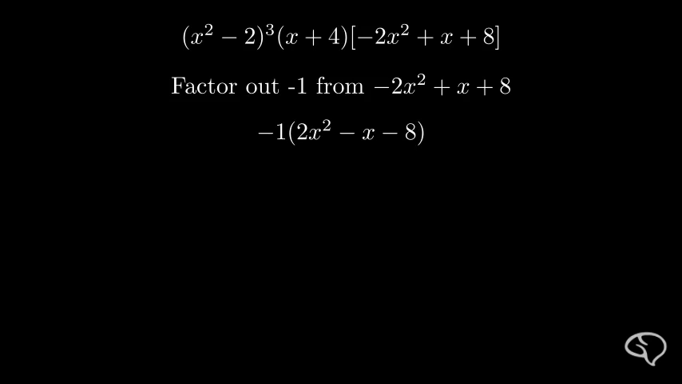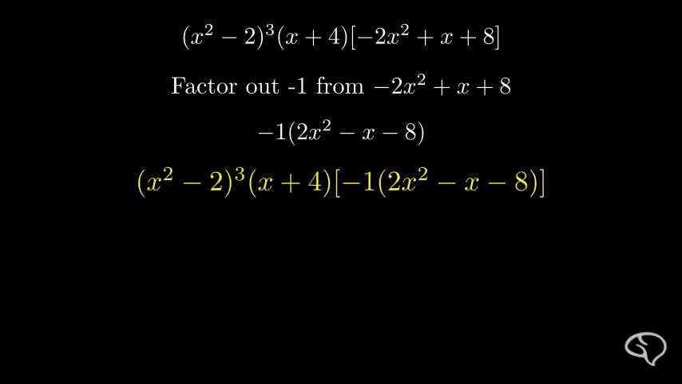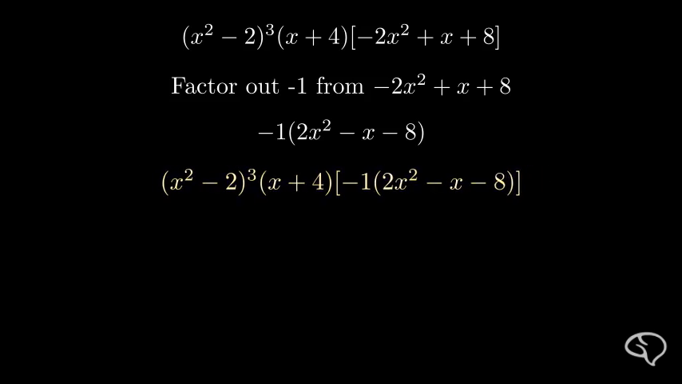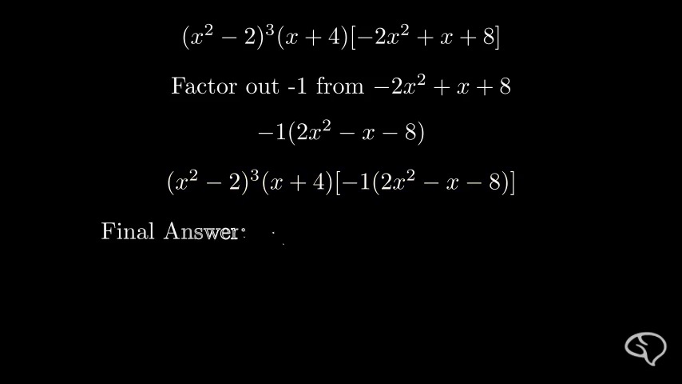Now, we can substitute this back into our expression. Our expression becomes (x squared minus 2) cubed times (x plus 4) times negative 1 times (2x squared minus x minus 8). Finally, we can move the negative 1 to the front of the entire expression to make it look cleaner. And there you have it. The fully simplified expression is negative (x squared minus 2) cubed times (x plus 4) times (2x squared minus x minus 8). Let's quickly recap the steps we took to simplify this expression.